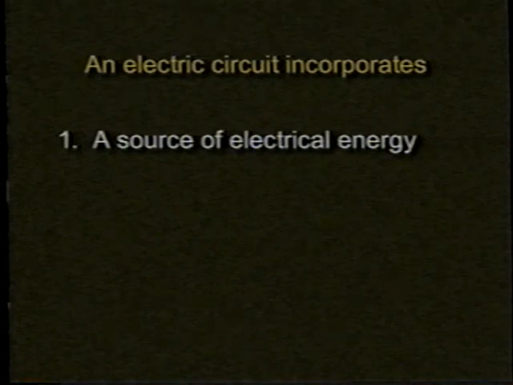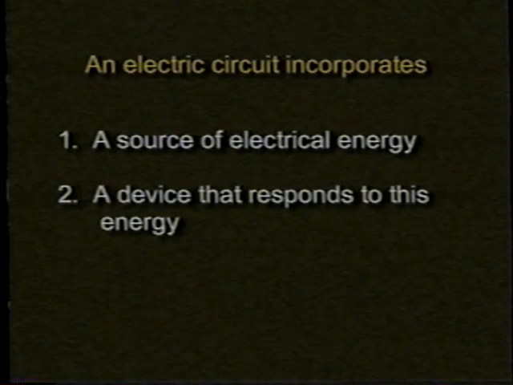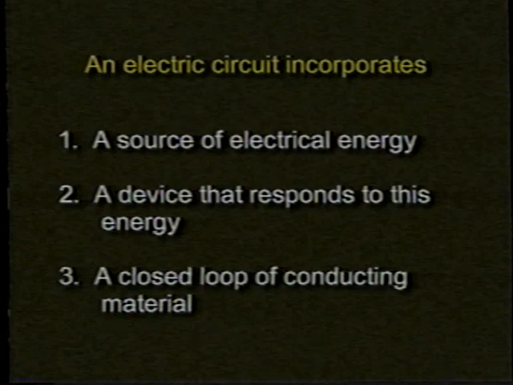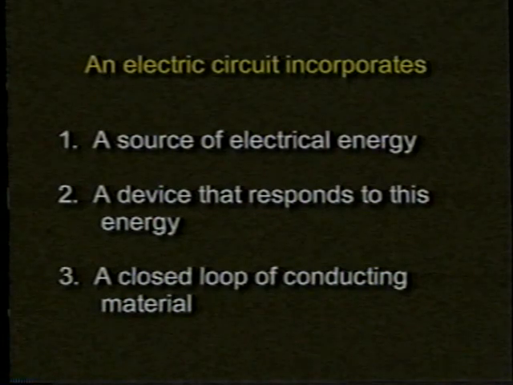The second thing you always need is a device. A device is something that does something interesting, does something useful when you put electric current through it. A light bulb, a heating element, a semiconductor array that operates your radio or your television or some other electronic device. Those are the devices. And then finally, you need to have a closed loop of conducting material. Usually, the closed loop is completed with a piece of wire.